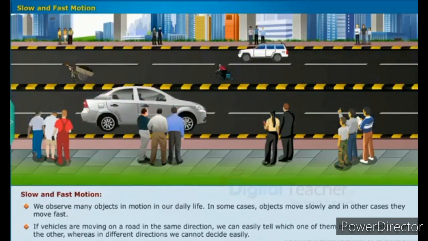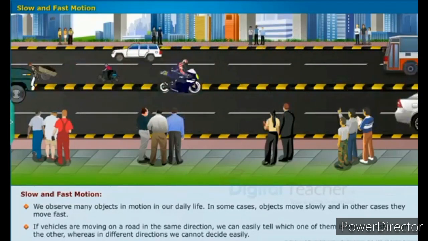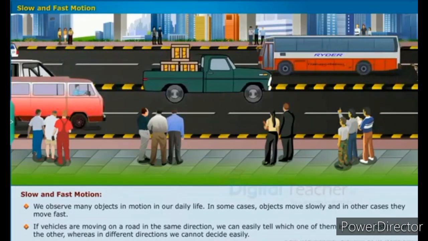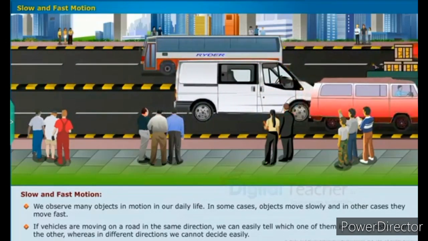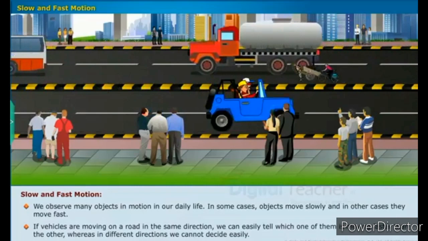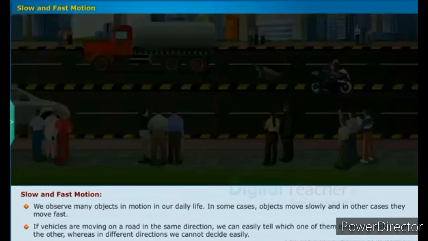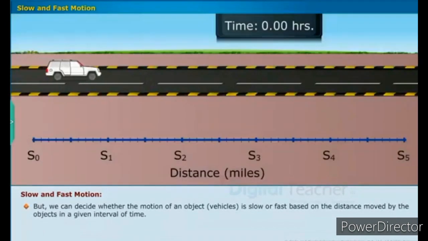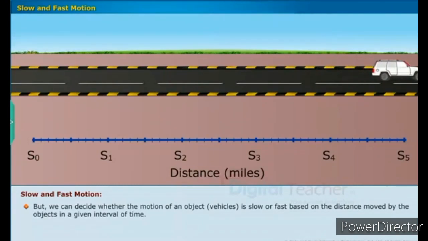If vehicles are moving on a road in the same direction, we can easily tell which one of them is moving faster than the other, whereas in different directions, we cannot decide easily. But we can decide whether the motion of an object, vehicles, is slow or fast based on the distance moved by the objects in a given interval of time.